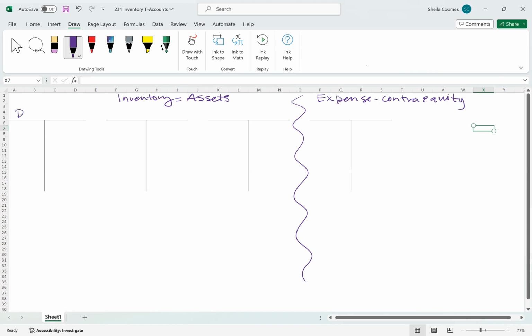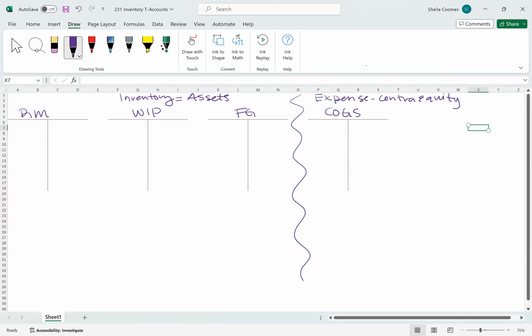And we're really going to start with the raw materials, the work in process, the finished goods, and the cost of goods sold. And so before, what we denoted was that all of our accounts that are inventory assets are going to have a beginning balance and an ending balance for each of these, because they're all going to start and end with something at the end of every period and the beginning of every period. And that is supposed to be a beginning balance.